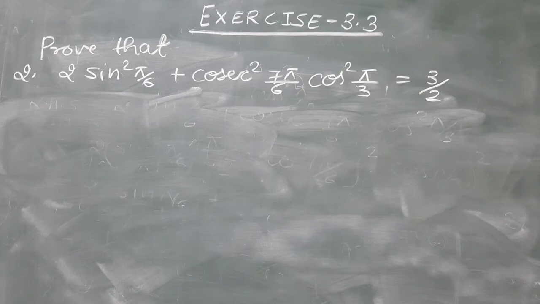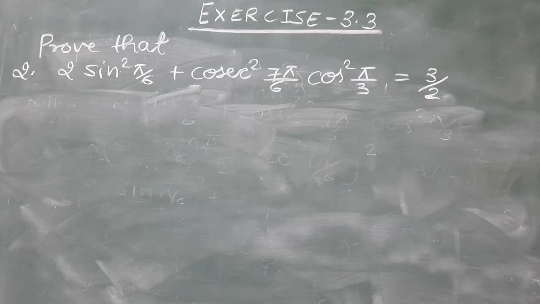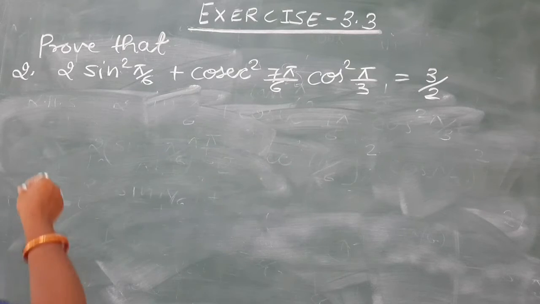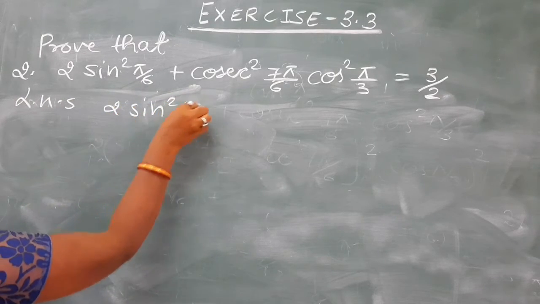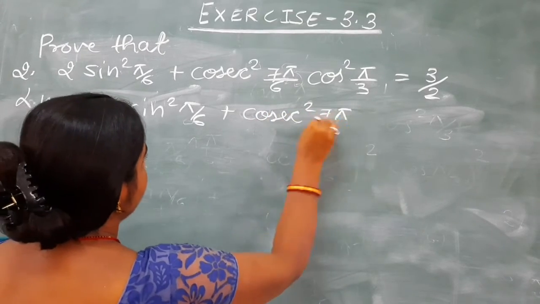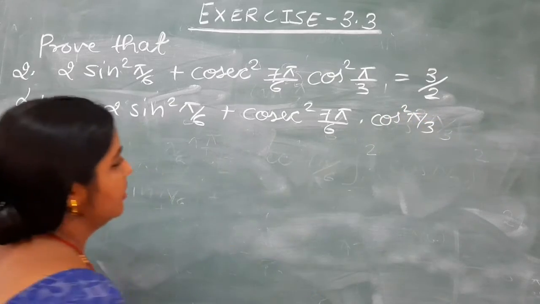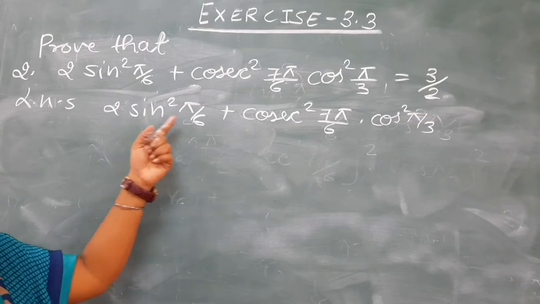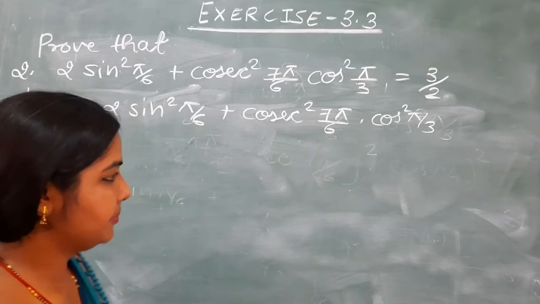Now the second question, prove that 2 sin square pi by 6 plus cosec square 7 pi by 6 into cos square pi by 3 is equal to 3 by 2. So we'll start with left hand side. 2 sin square pi by 6 plus cosec square 7 pi by 6 into cos square pi by 3. Now we know the value of sin pi by 6, but we don't know the value of cosec of 7 pi by 6. We'll find out first.